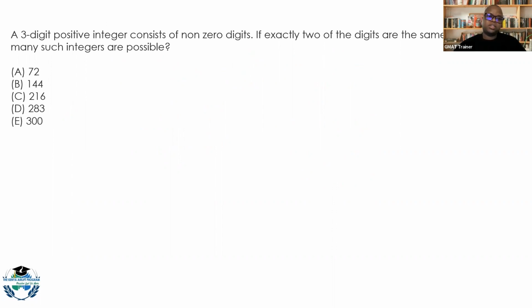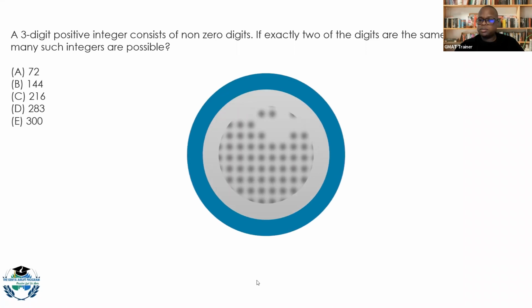A 3-digit positive integer consists of non-zero digits. If exactly 2 digits are the same, how many such integers are possible? Once again, I invite you to pause the video, attempt this question, then you can come back and see how to solve it.